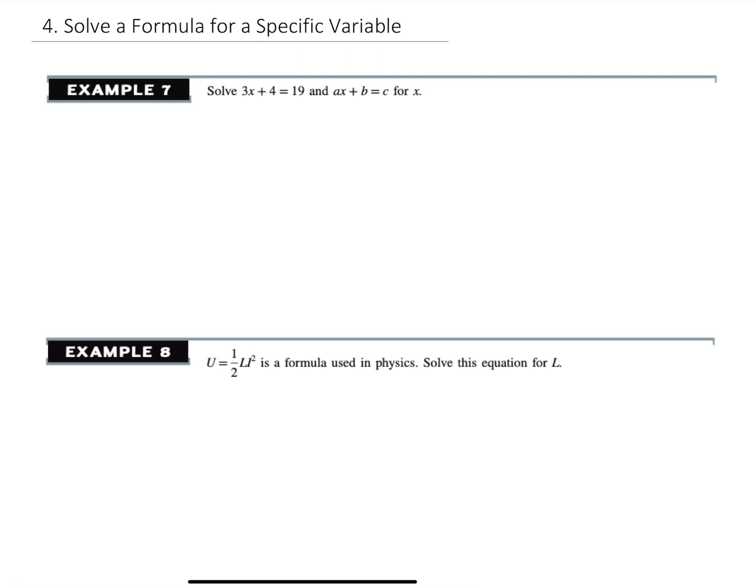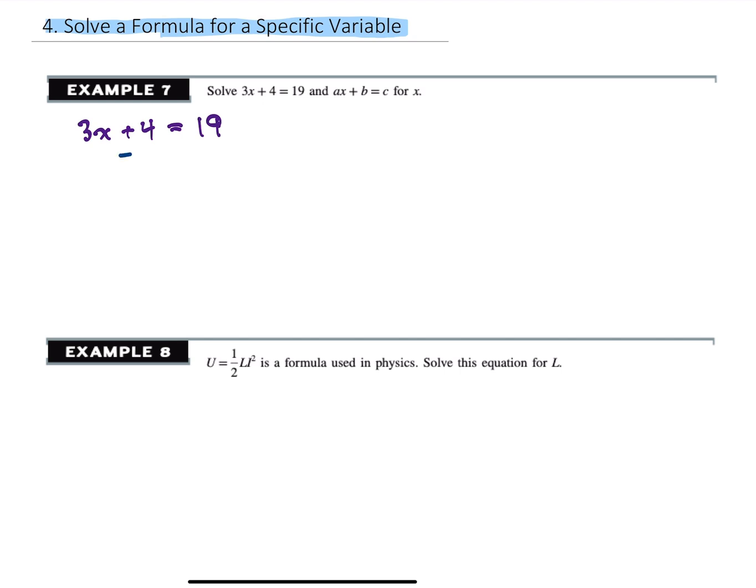All right, in the last section, now we're solving a formula for a specific variable. So this is without plugging things in. Still keeping the other variables there, but we're just rearranging them, moving them to the other side. So let's look at this one. First, it has us solve a normal equation. 3x plus 4 equals 19. And it wants us to solve it for x, so let's just do what we've been doing.